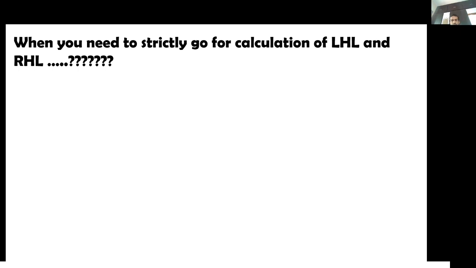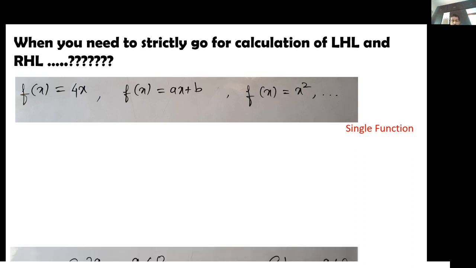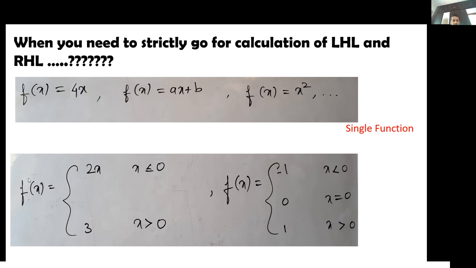In addition to this, you need to remember, even this I had explained in the previous video, when you need to go for LHL and RHL, when and when not to. So suppose if you have a function f of x is equal to ax plus b x square, that is a single function, you need not go for LHL and RHL. But if you have a branched function, that is f of x is equal to 2x when x is less than or equal to 0, and f of x is 3 when x is greater than 0, so in such a case, that is when the function is a branched function, you need to go for LHL and RHL.